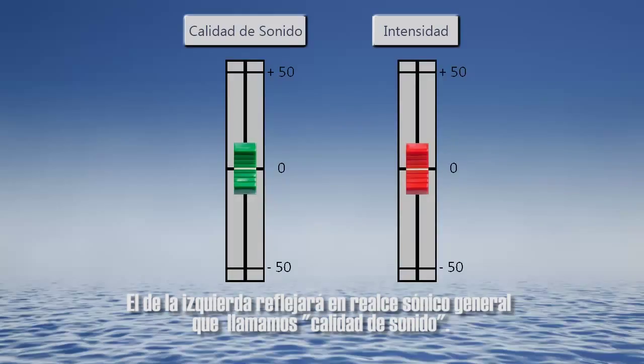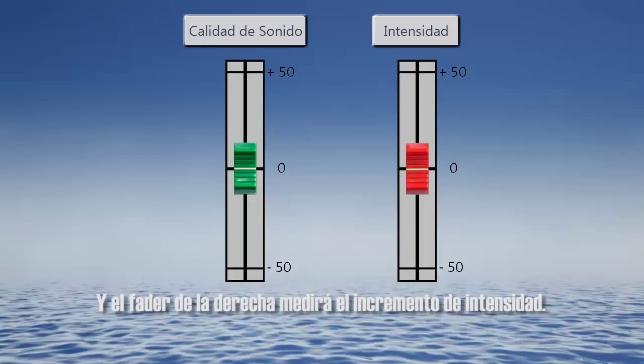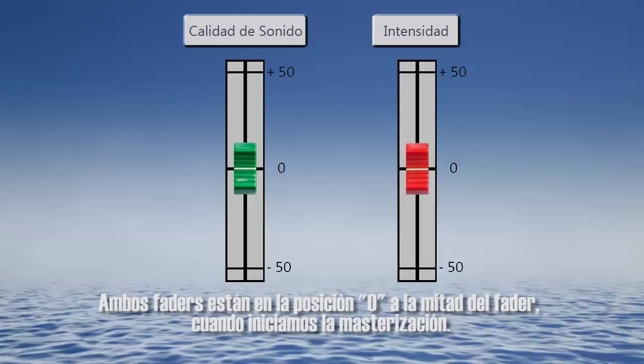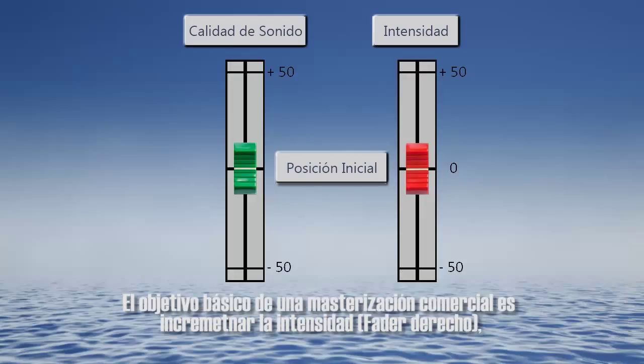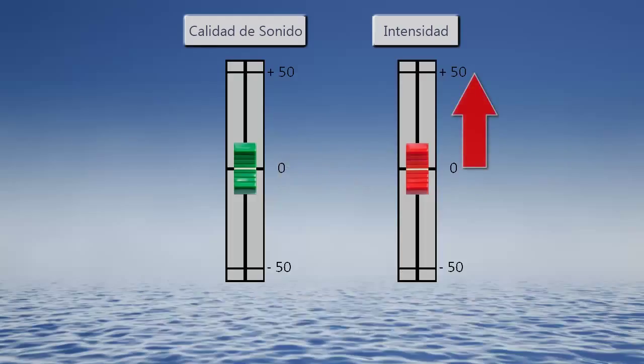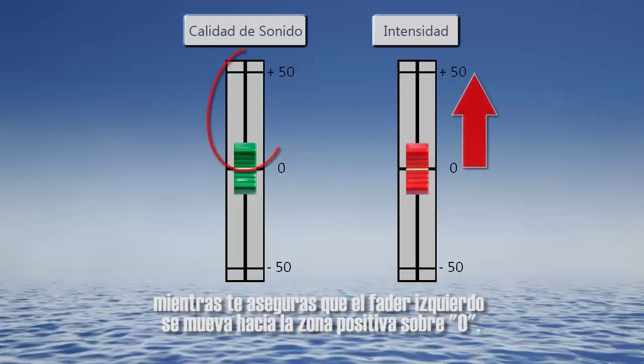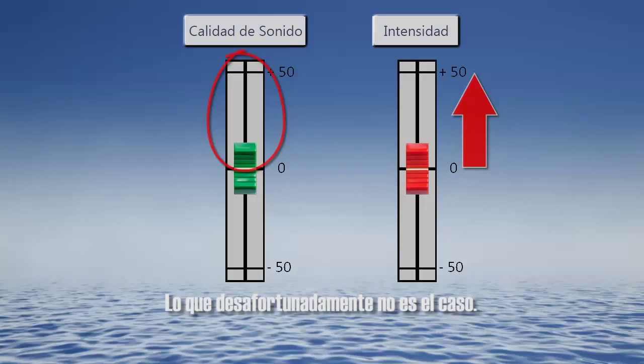The left one reflects the overall sonic enhancement, we call it sound quality, and the right fader stands for loudness increase. Both faders are in the zero position right in the middle of the fader when we start with mastering. The basic aim of a commercial mastering is to increase the loudness, the right fader, while making sure that the left fader sticks to the positive area above zero, which is unfortunately often not the case.